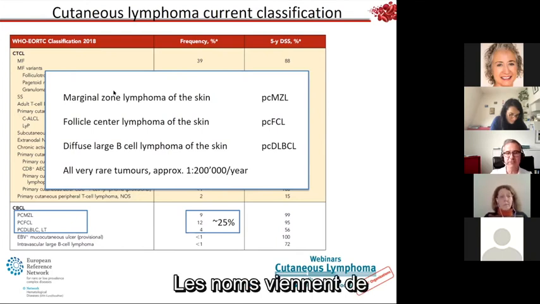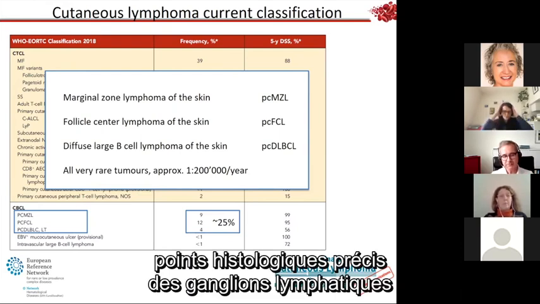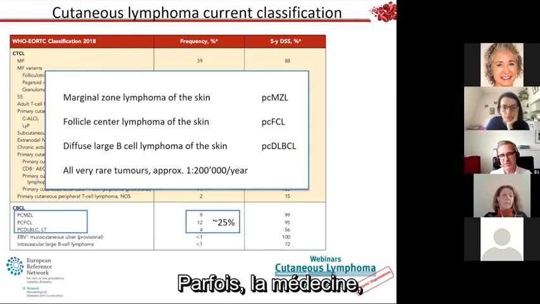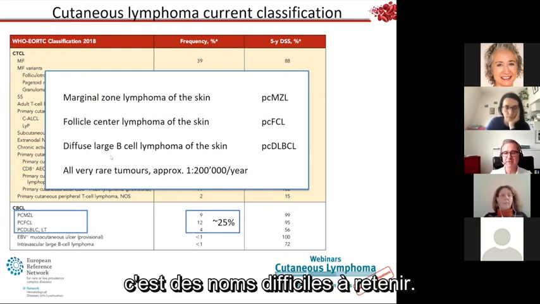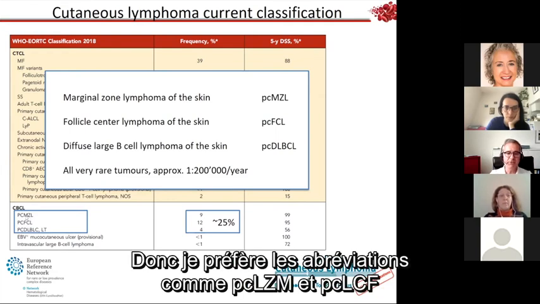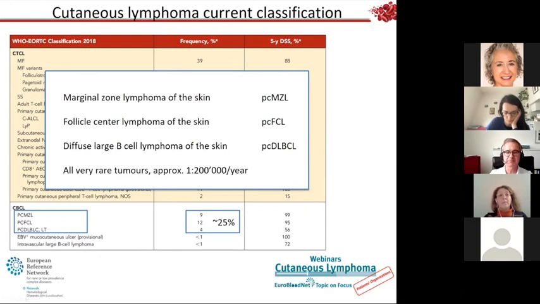The names derived from special histologic locations in lymph nodes and in lymphoid organs. And that's just what medicine is. Sometimes difficult names to remember, but that's what it is. So I tend to abbreviate them by PCMZL and PCFCL, but that refers to these names.